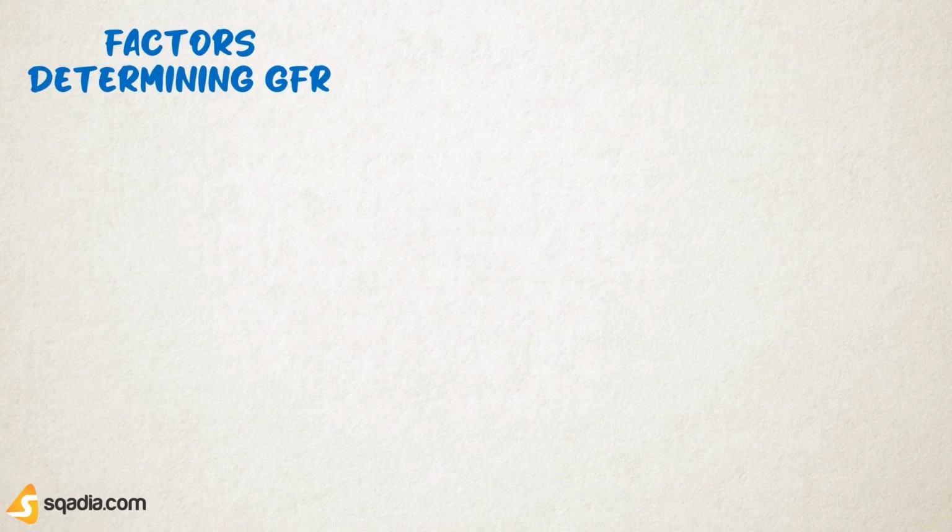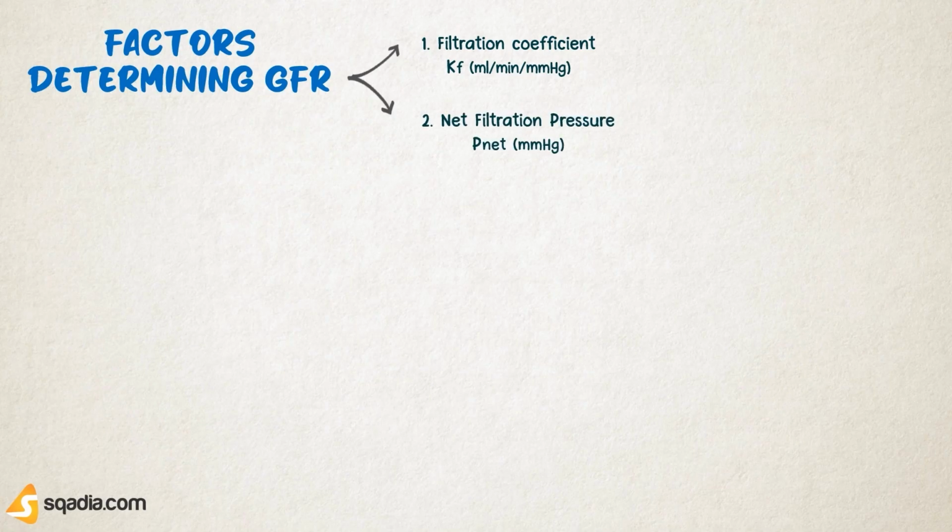In our previous video, we discussed the glomerular filtration rate or GFR. Now let's discuss the main determinants of this filtration process and describe how these individual parameters can determine the GFR. The two main determinants of GFR are the filtration coefficient or KF, which is expressed in milliliter per minute per millimeter of mercury, and the net filtration pressure. This is expressed in millimeter of mercury.